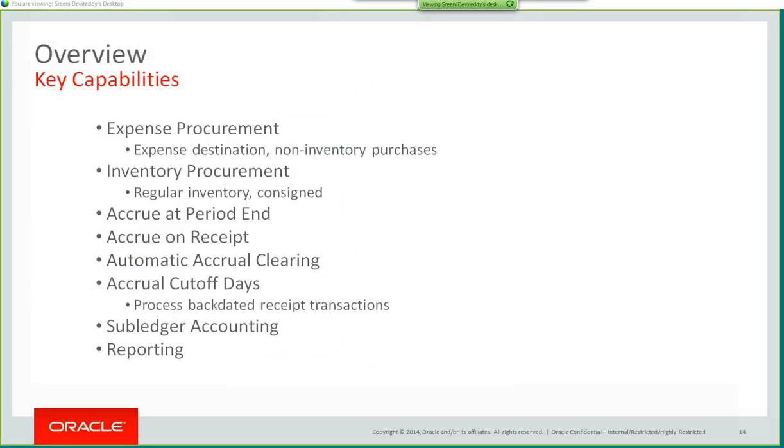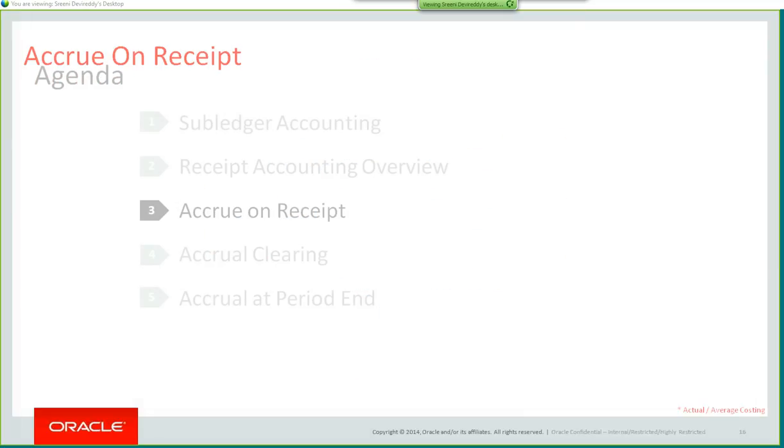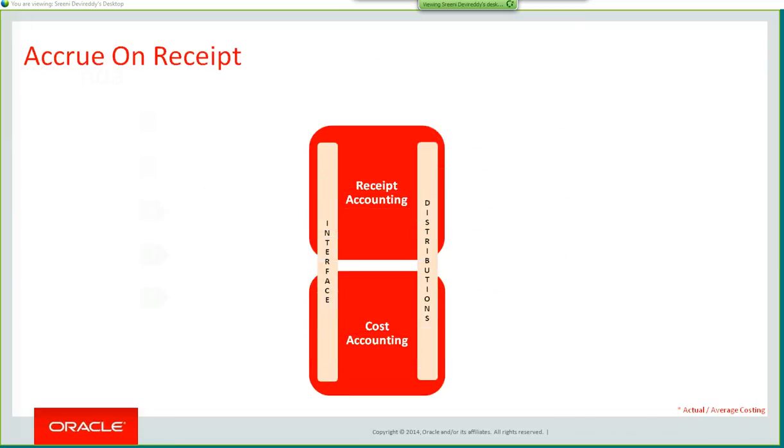Okay, let's move on and take that example that I was talking about, drilling down a little bit on that concept of accrual and receipt. We are coming back to the topic of accrual and receipt, but this time we'll go into detail.